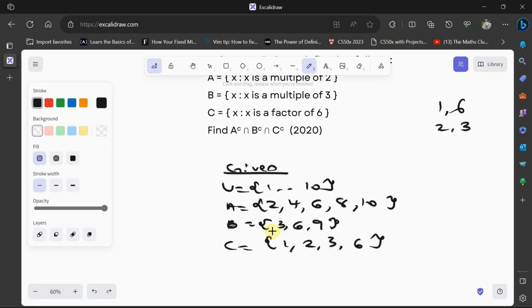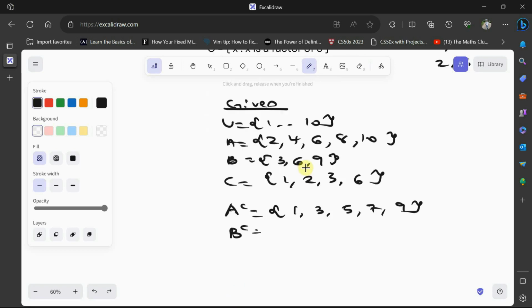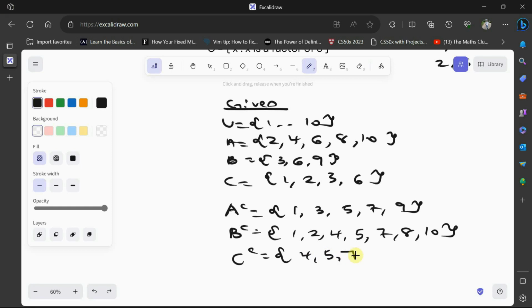Right? So now we have to find the complements of A, B, and C. So A complement, what is in the universal set that is not in A? We have 1, 3, 5, 7, 9. B complement, what is in the universal set that is not in B? We have 1, 2, 4, 5, 7, 8, and 10. And C complement should be 4, 5, 7, 8, 9, and 10.